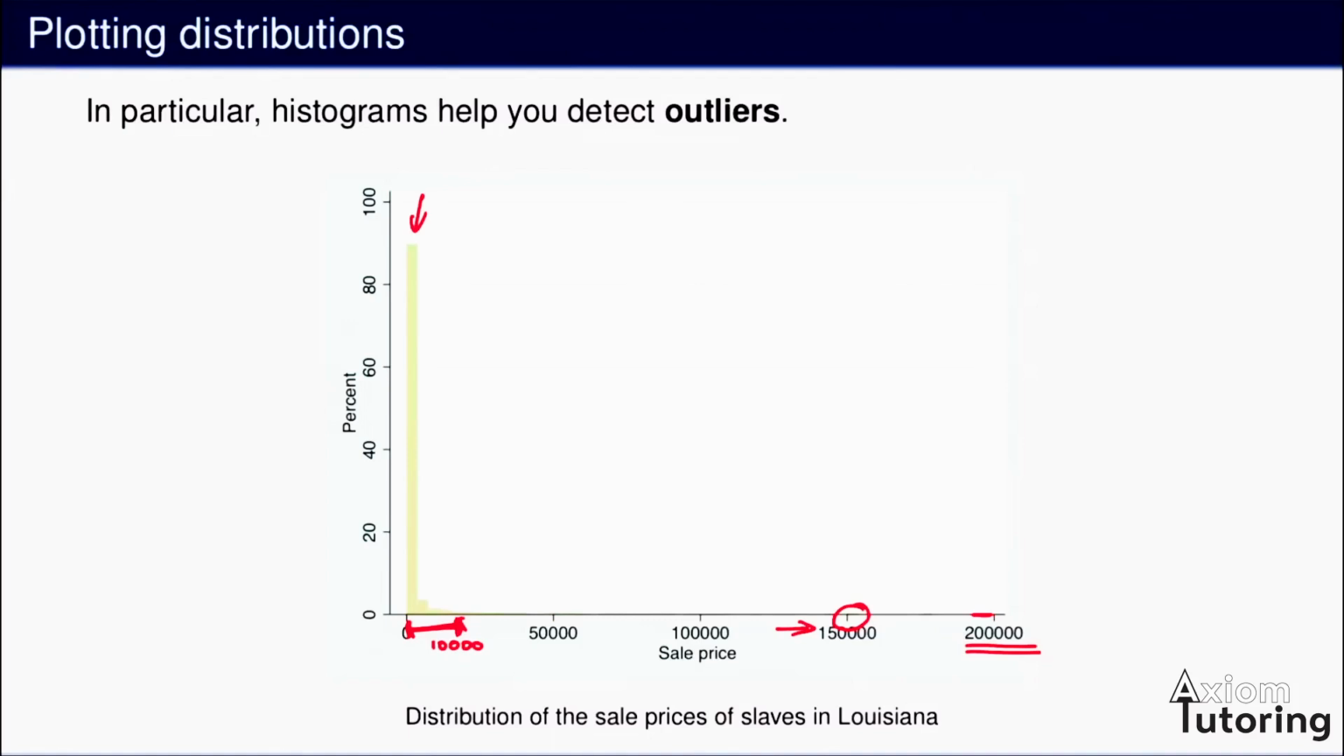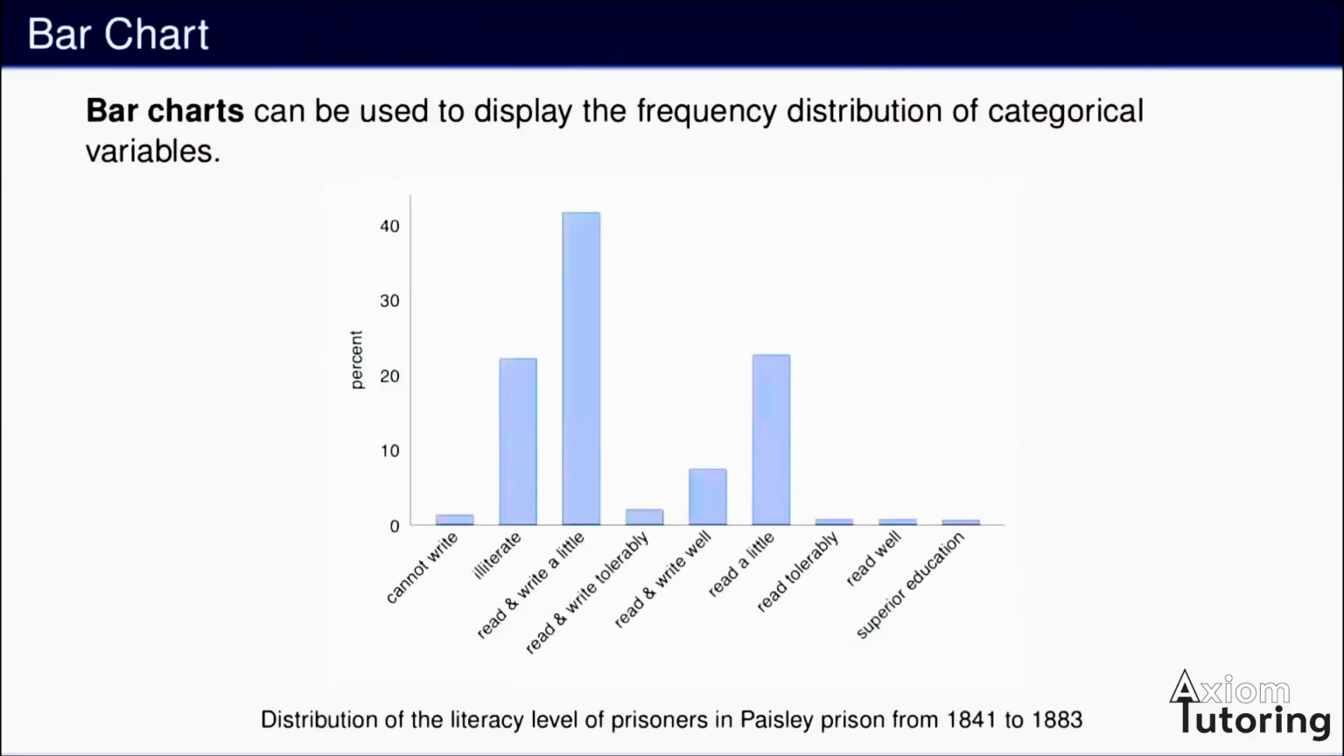So histograms are for interval variables, okay? But there are plenty of other variables that you can come across. In particular, you can come across categorical variables or ordinal variables. And for those, the histogram is not the appropriate tool. Instead, what you should draw is a bar chart. And bar charts can be used to display the frequency distribution of categorical variables.